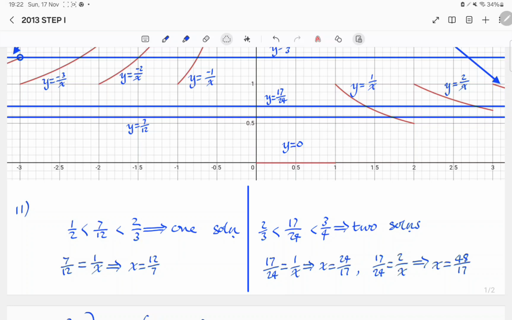Similarly, 17/24 is between 2/3 and 3/4, and drawing this on the graph gives us two solutions. We now need to set 17/24 to both 1 over x and 2 over x, and this should give us 24/17 and 48/17 as the two possible answers.